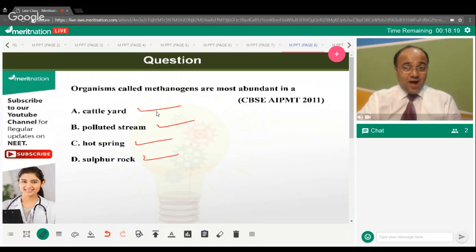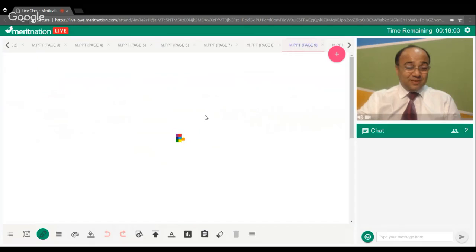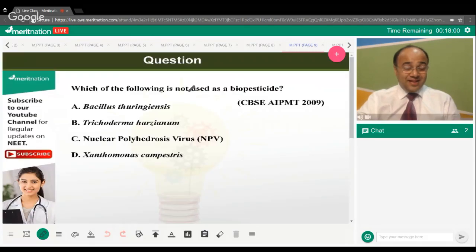Even the gut of the cattle contains a lot of methane gas. And that's why the cattle dung is an ideal thing for the production of biogas in a biogas plant or a gobar gas plant. Right. So that's a very simple one. And let's see the next one.